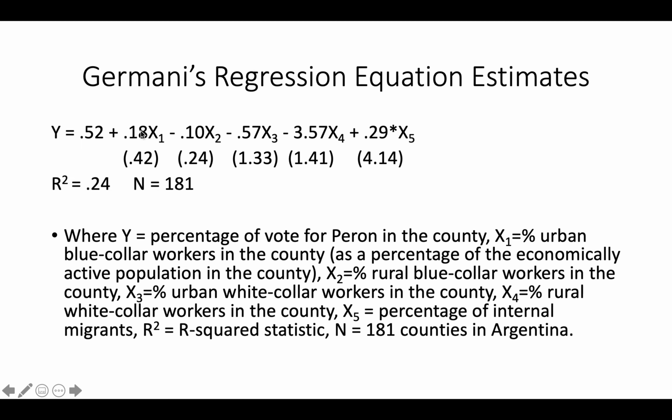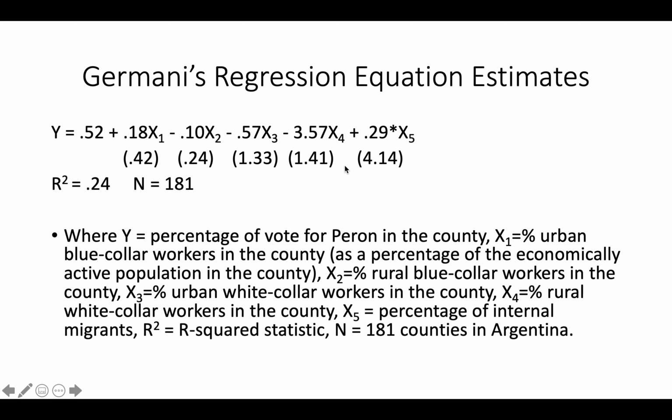We would expect blue-collar workers to be supportive of Perón, but in this instance, only the urban blue-collar workers have a positive sign. The rural blue-collar workers have a negative sign. Now, the white-collar workers do have negative signs, which we would expect theoretically, but they are also statistically insignificant. You'd expect them to be significant and negatively affecting the vote for Perón.